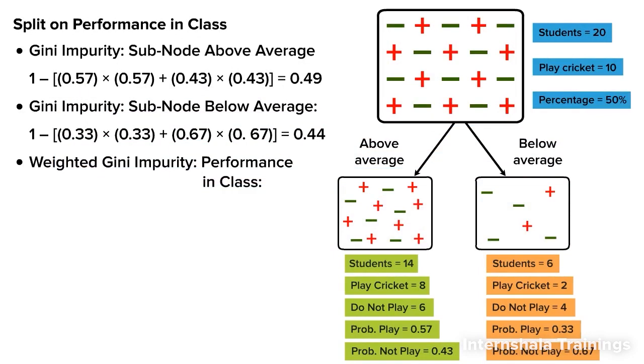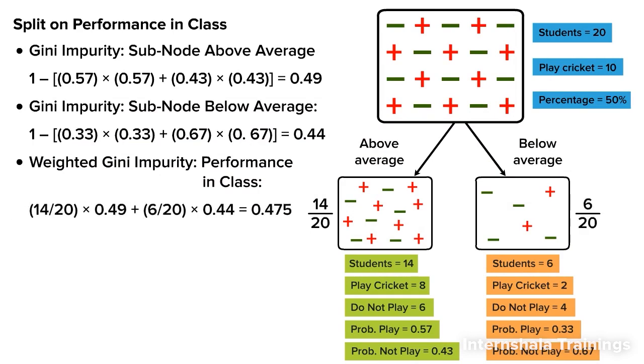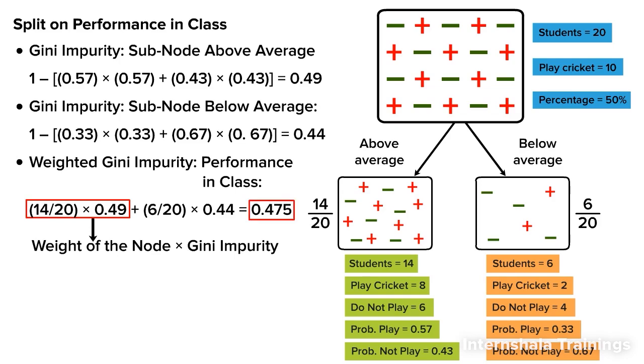So, for the node above average, the weight will be 14 by 20, as there are 14 students who performed above average out of a total of 20 students, and the weight for below average is 6 divided by 20. So the weighted Gini impurity will be the weight of that node multiplied by the Gini impurity of that node. The weighted Gini impurity for the performance in class split will be 0.475.